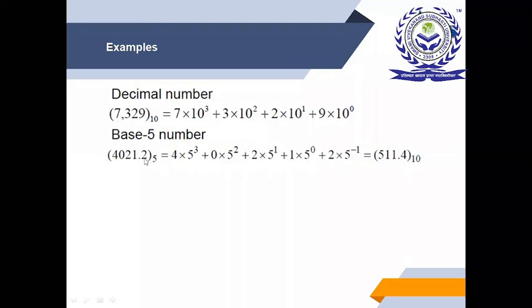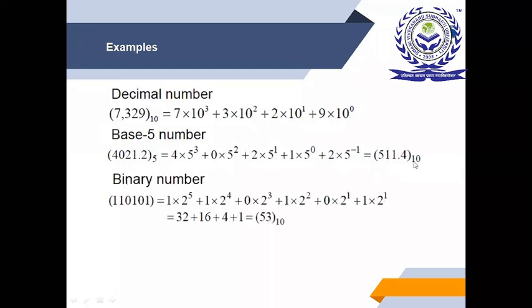Here is A minus 1. Plus 2 into 5 raised to the power minus 1. And then this number comes to be 511.4 in base 10. But the value of this particular base 5 number was 4021.2. We cannot read it like 4021.2. No, it will be 4021.2 base 5, and it is equivalent to 511.4 in base 10, like this.